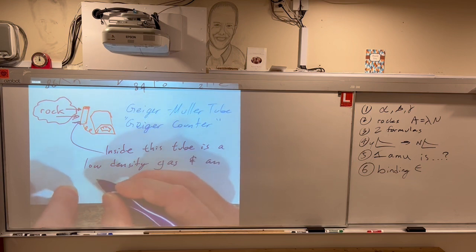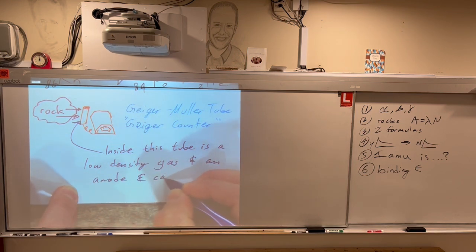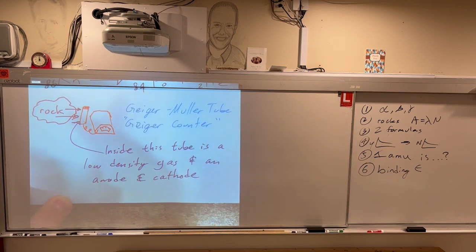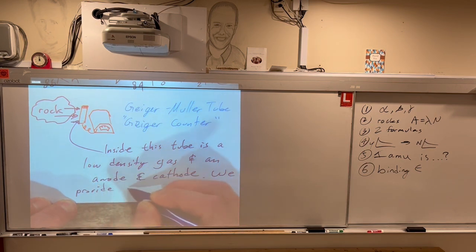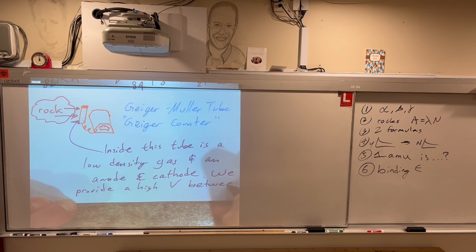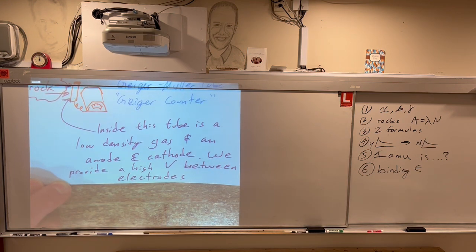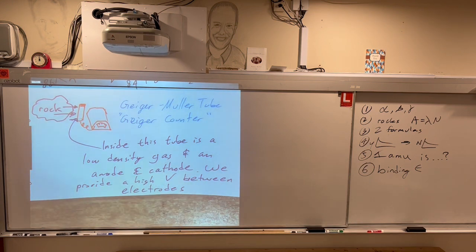And an anode and a cathode. So what's separating the anode and the cathode, and sometimes they're rods, sometimes they're plates, whatever, is the gas. And we plug the thing in, and we put a very high potential across the cathode and anode, so like maybe 500 volts or something like that. So we provide a high potential. Yeah, so you have a big EMF between there. So you plug it in and you get a big potential between the electrodes.